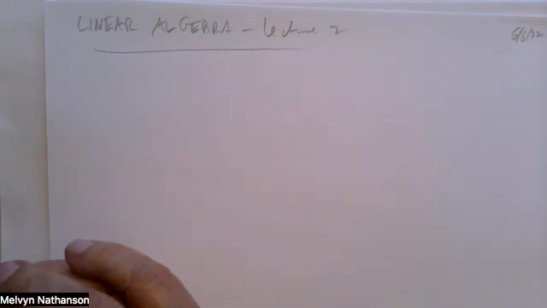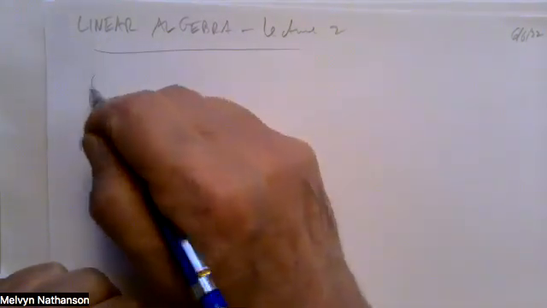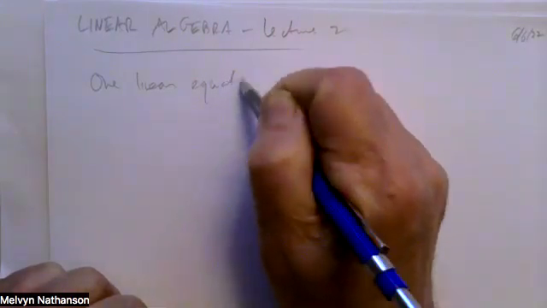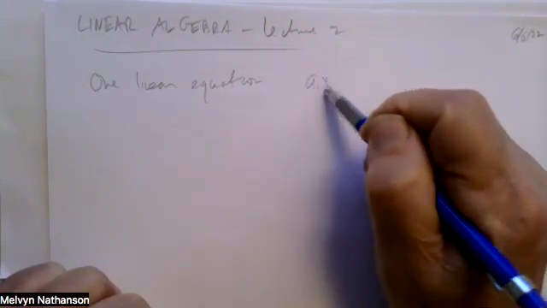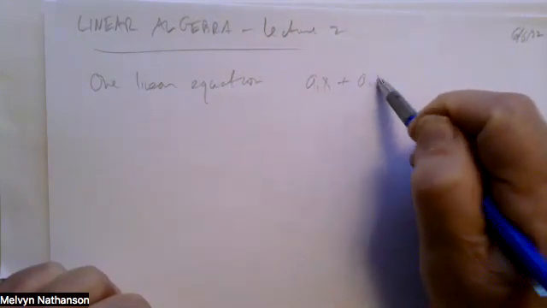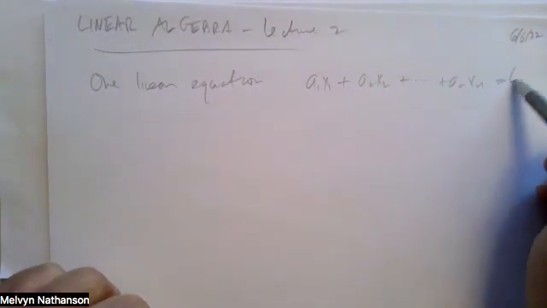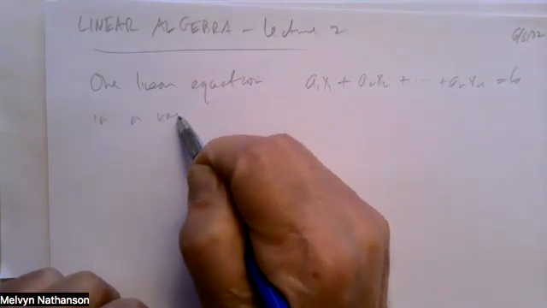So this is linear algebra lecture 2. What we did in the first lecture is cover sections 1.1 and 1.2, where we were looking at one linear equation. So it's an equation of the form a1x1 plus a2x2 up to anxn equals b. So this is one linear equation in n variables.